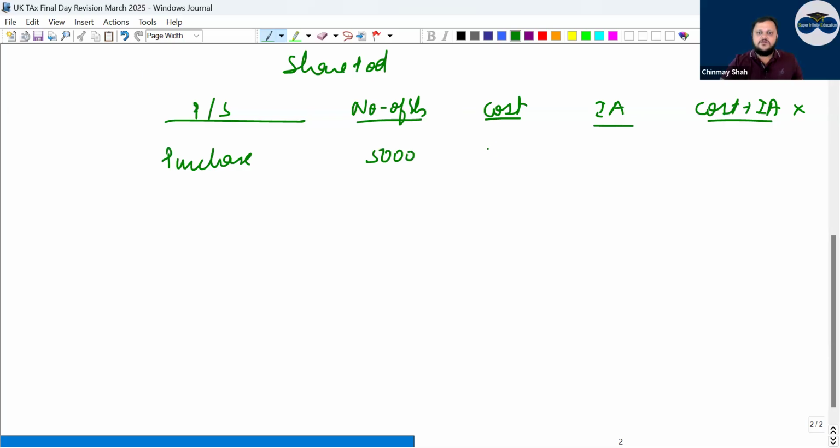5,000 shares, correct? Cost was 10 pounds per share, so you have a cost of 50,000 pounds. Here there is no indexation allowance as of now. The date I'll put up as Jan 2010.